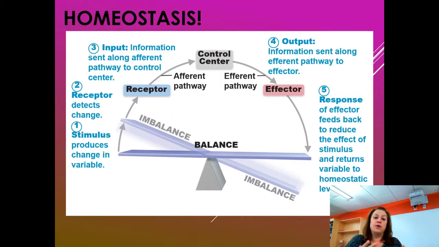So homeostasis, again, is maintenance of an internal constant. Now, this is going to be a feedback mechanism, right? There's going to be a stimulus and then a response. Sometimes we're going to call this a positive feedback. Sometimes we're going to call it a negative feedback. What you're looking at on the screen right now is called negative feedback. It negates the stimulus. Stimulus goes up, feedback makes it go down. Stimulus goes down, feedback makes it go up.